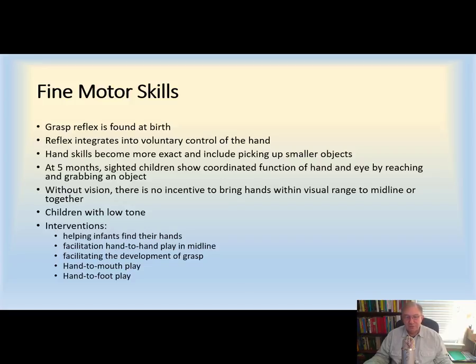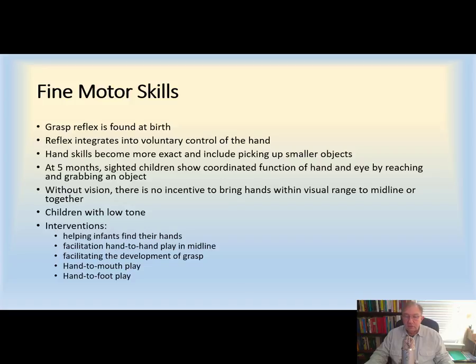At 5 months, sighted children show coordinated function of hand and eye movements by reaching and grabbing an object. But without vision, there's really no incentive to bring the hands within visual range, even to move them towards the midline or to move them together. Also, if children have low tone, they probably will have reduced proprioception, and they may not even understand exactly where the hands and arms are located in space.